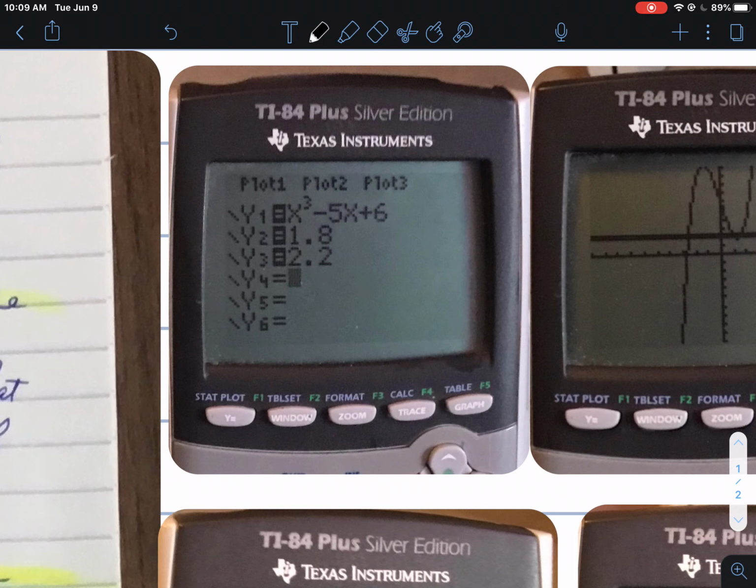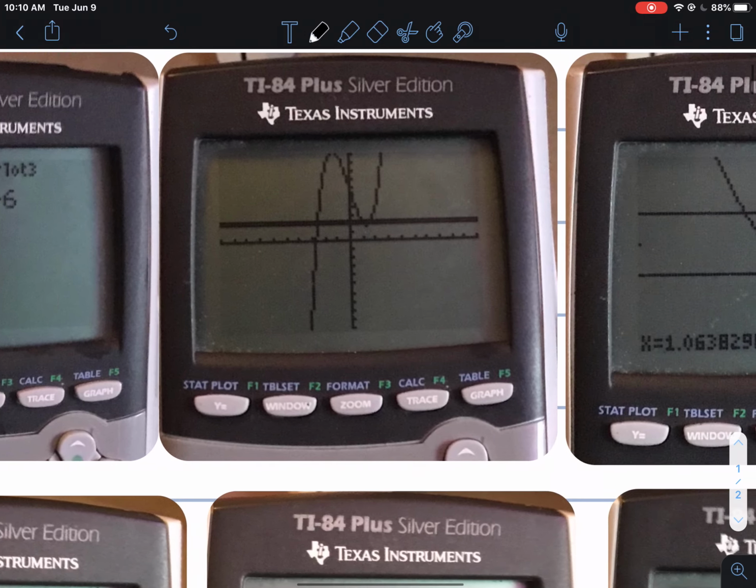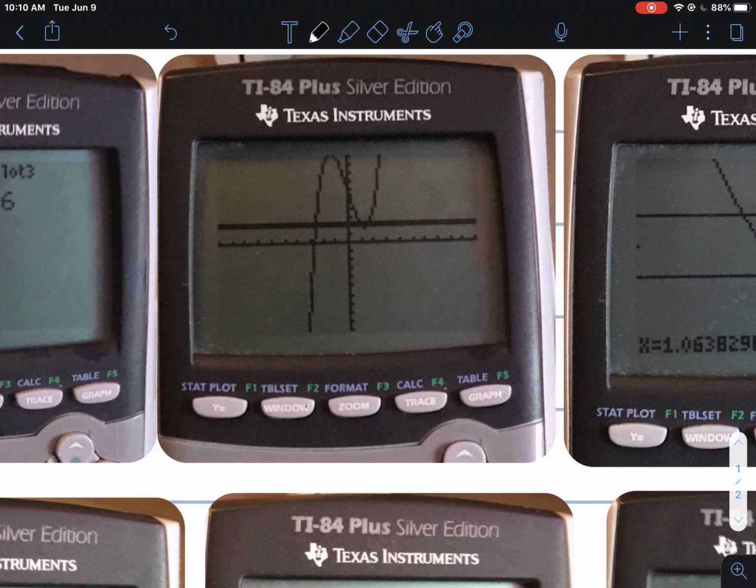So I'll go into my y equals editor, and I'll put in y1 as my function. y2 and y3 are going to be those boundaries. We've said that our function has to be between 1.8 and 2.2. So I'll graph one of those as y equals 1.8, and the other as y equals 2.2. It doesn't matter which is which. Remember, y equals a constant is a horizontal line. So when I graph those three, there's the function, and the two horizontal lines at 1.8 and 2.2 are very close to each other.